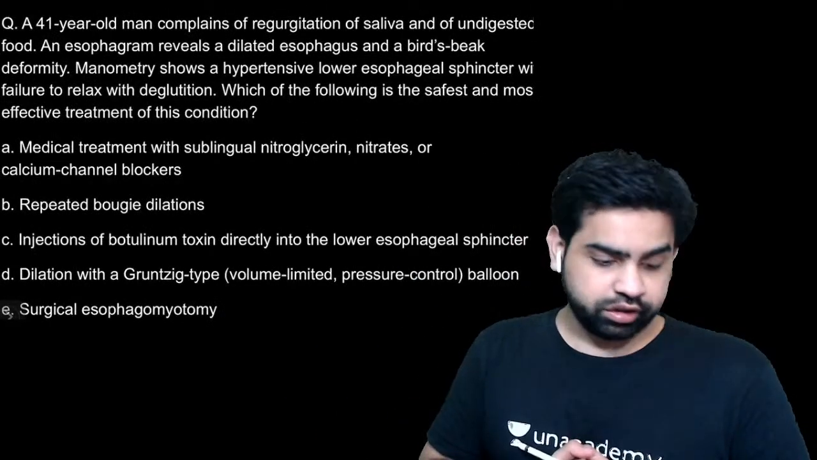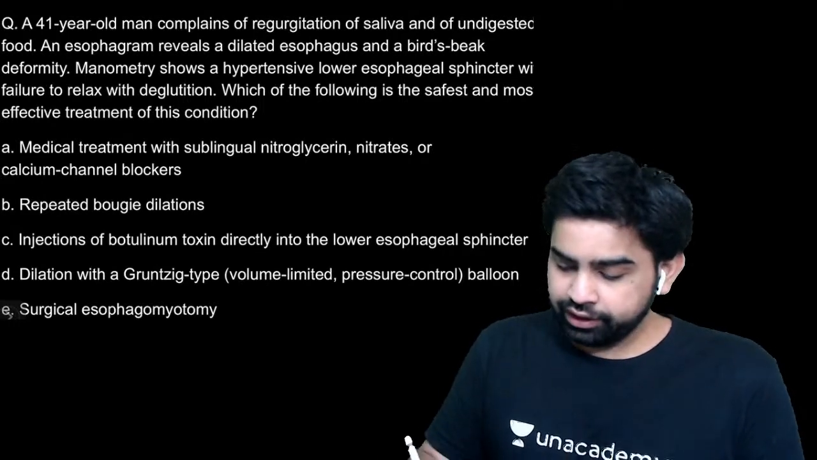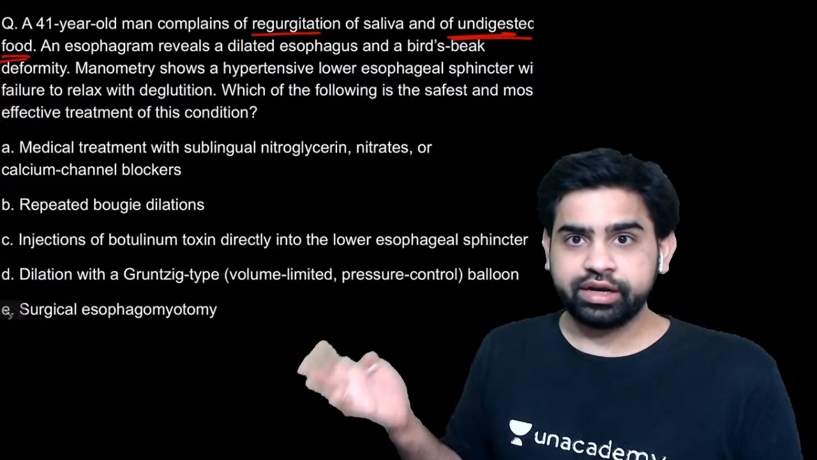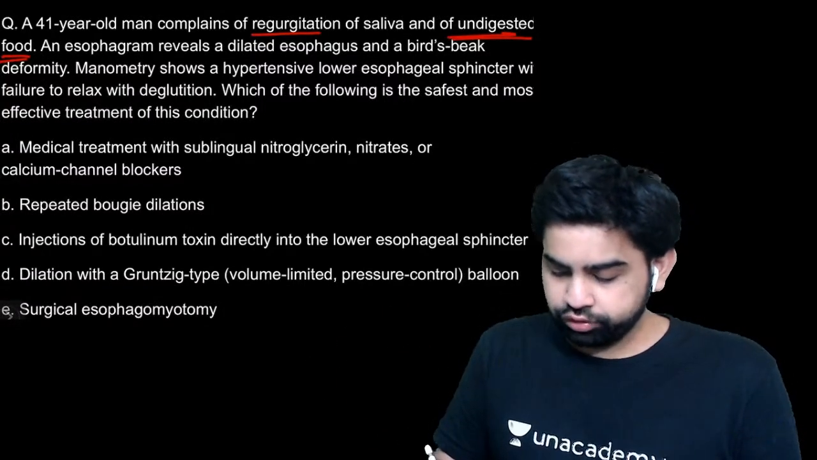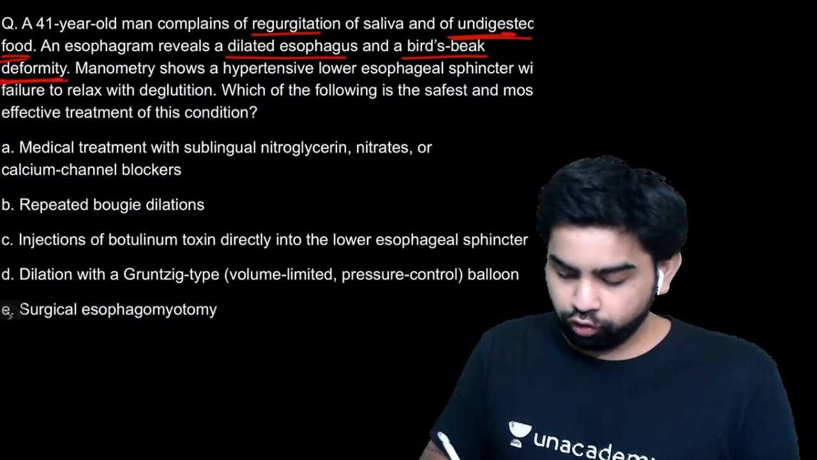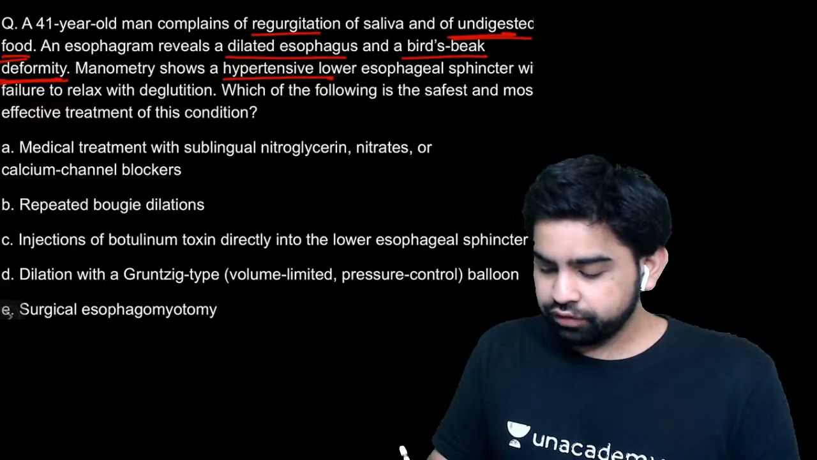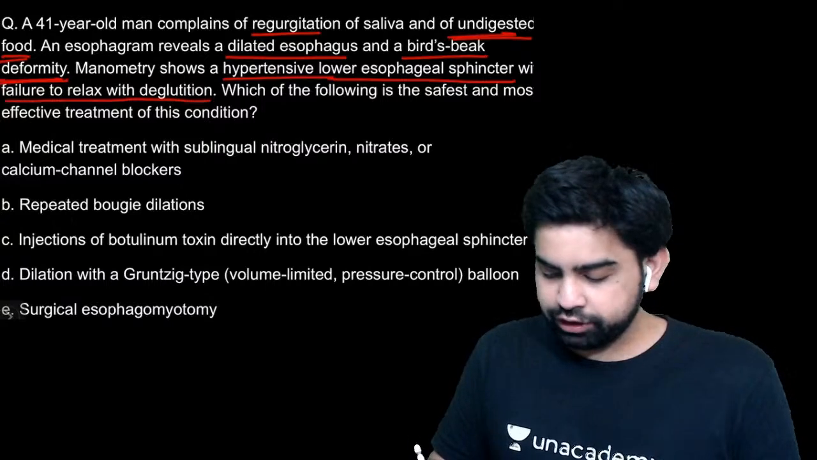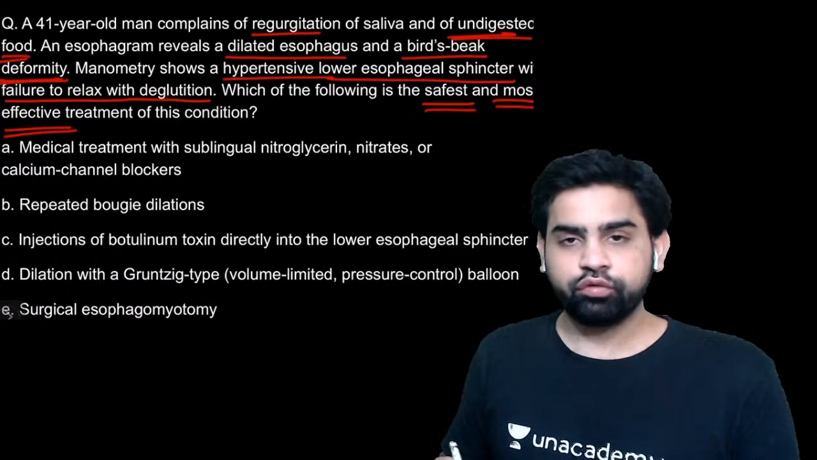So, what do we have? There is a 41-year-old male who is complaining of regurgitation of saliva and undigested food. So there is undigested food which is regurgitating, right? The esophagogram reveals a dilated esophagus and a bird's beak deformity. Manometry shows a hypotensive lower esophageal sphincter with a failure of relaxation with deglutition. Which of the following is the safest and the most effective treatment for this condition?